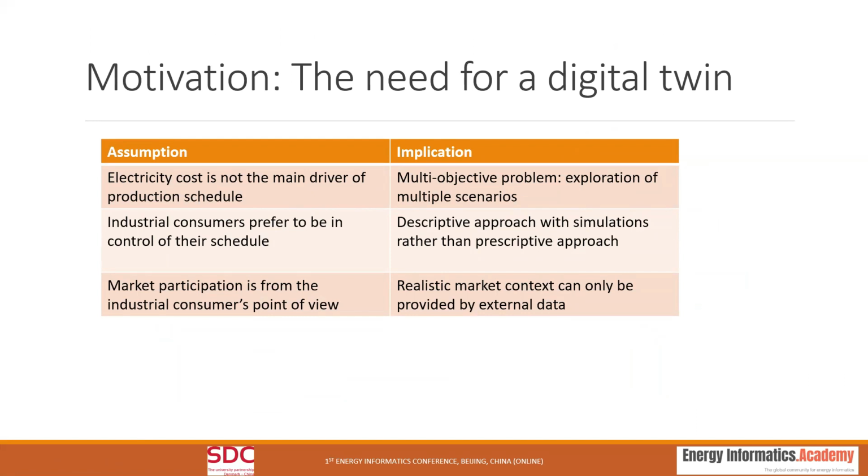That's number one. Number two is that industrial consumers, as I mentioned, prefer to keep control of their schedule. So that means you want to provide a descriptive approach of what happens if I do this, instead of a more, I would say, prescriptive approach. That would be the result of an optimization program where you have one end output and this is what you shall follow. So this is more a preference for simulation. And number three is that market participation is simulated from the industrial consumer's point of view. That means we're not simulating the system as a whole, so we're not simulating market prices, etc. Instead we're importing external data as our market prices that we use to make our decisions. Essentially, if you combine the need for scenarios in a simulation with large-scale data, those are the components that call for the need of a digital twin.